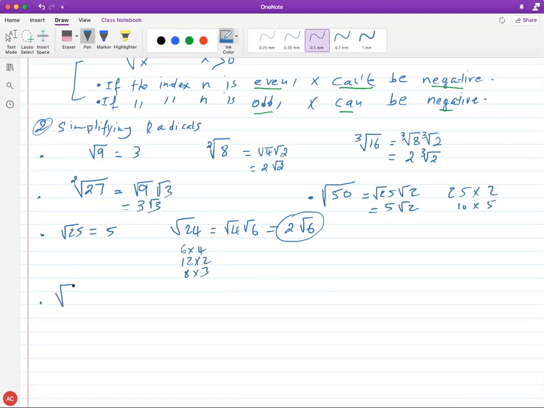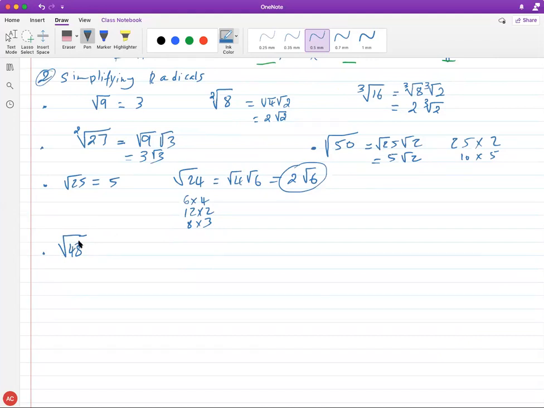Let's see another example here. Let's say 48, for example. And again, by default, the index is 2. So how would you break the 48 down? What is the best combination to use? 16 and 3. Okay, that's one of the combinations. Any other possible combinations? Any other numbers that multiply to 48?